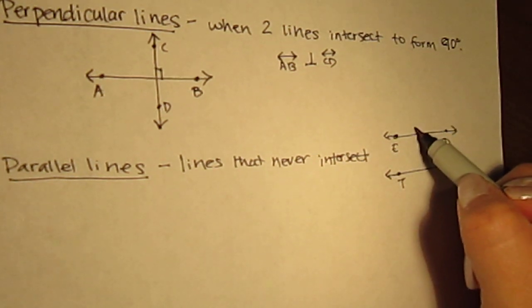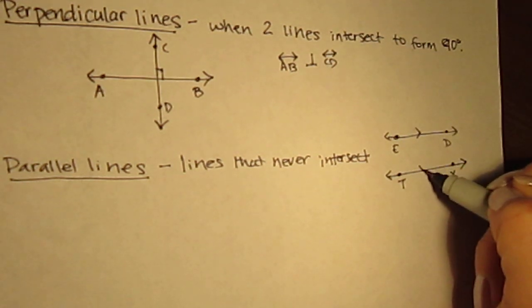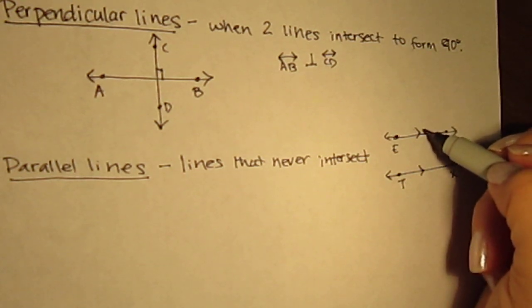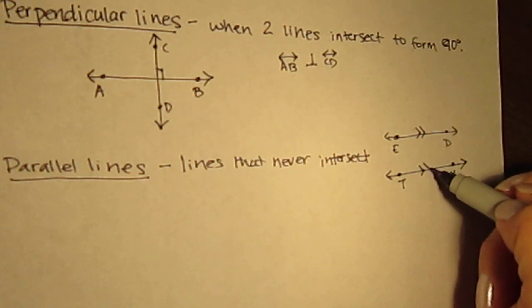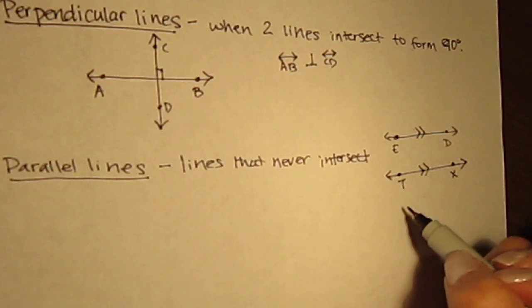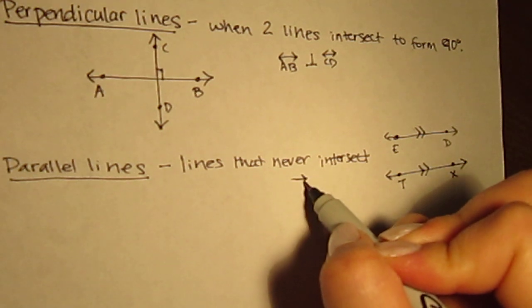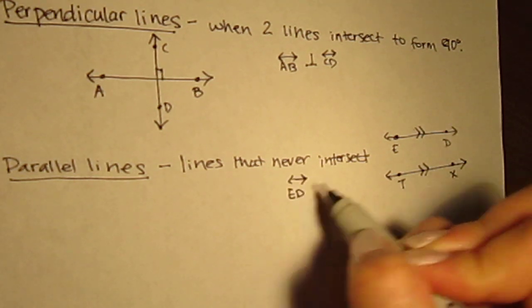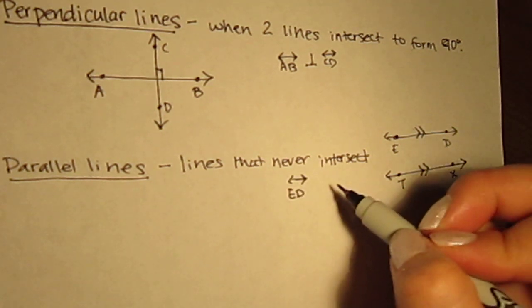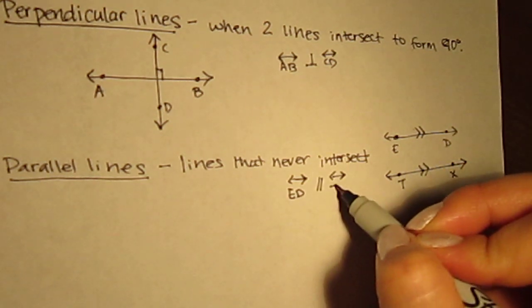And to show that they are parallel, you use these symbols, little arrows. Sometimes you might see them as double arrows. It doesn't matter how many arrows you see, they just mean that these two lines are parallel. And if you want to write that they are parallel lines, we can say line ED, that's this line right here, is parallel to line TX.